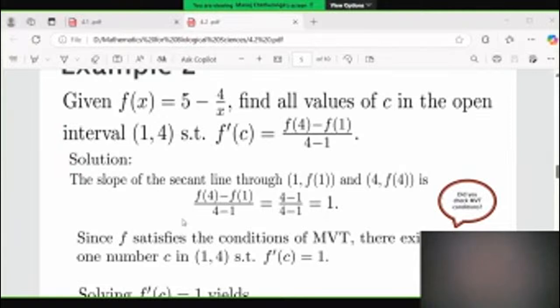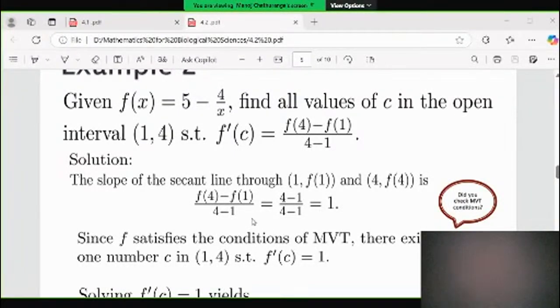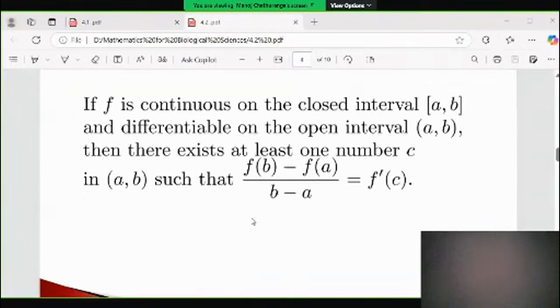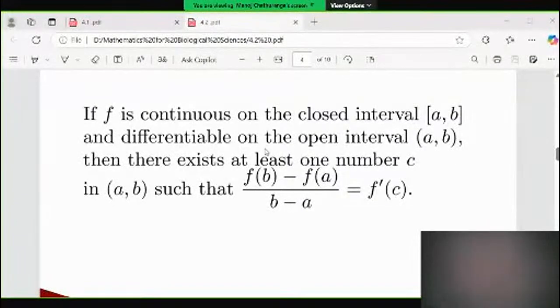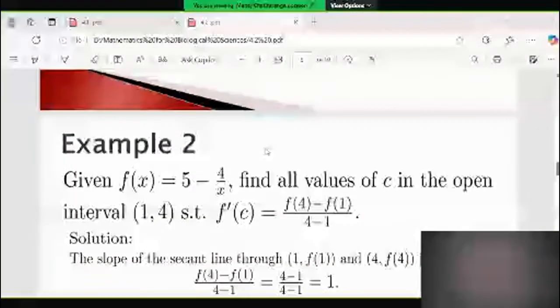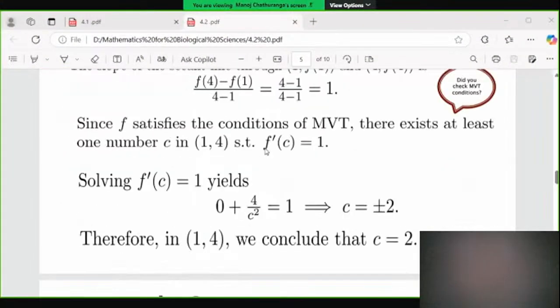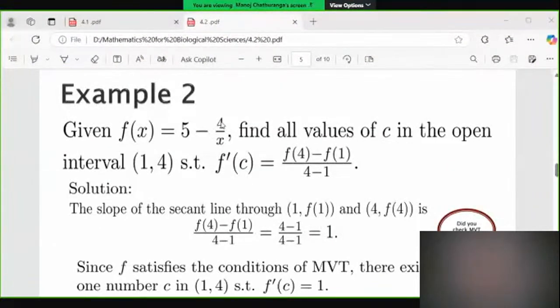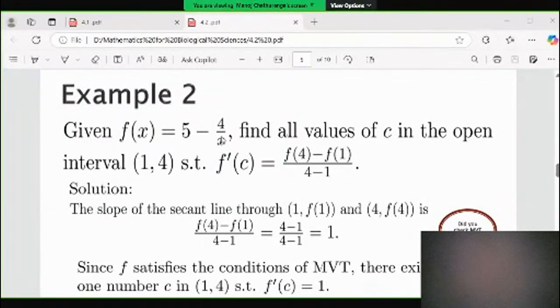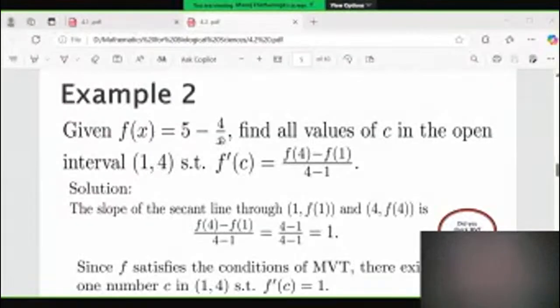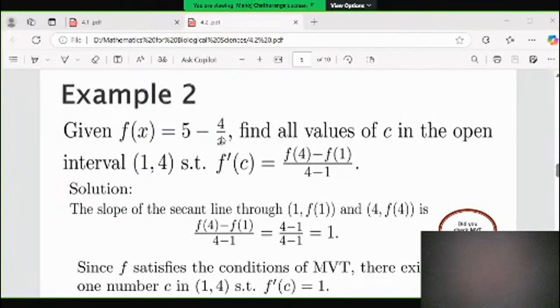Now f satisfies the conditions of the mean value theorem because the function is differentiable. You can differentiate it at any point except at 0. 0 is not in the domain of this function, so we cannot talk about the derivative at 0, and everywhere else we can differentiate the function.